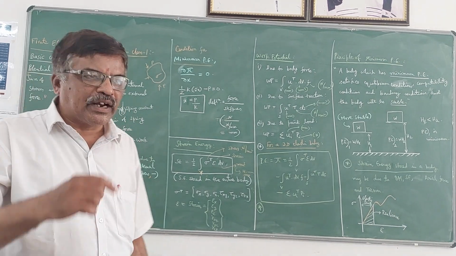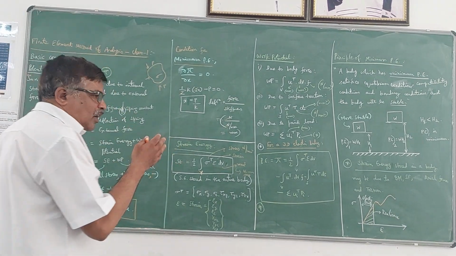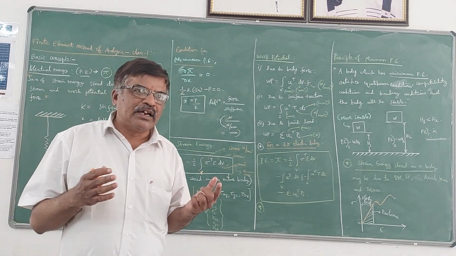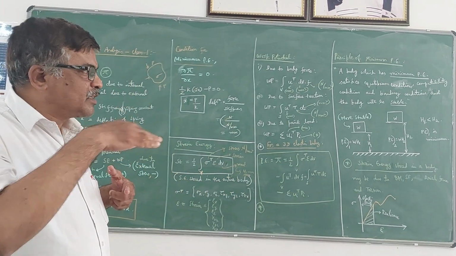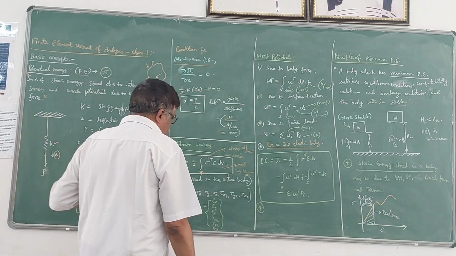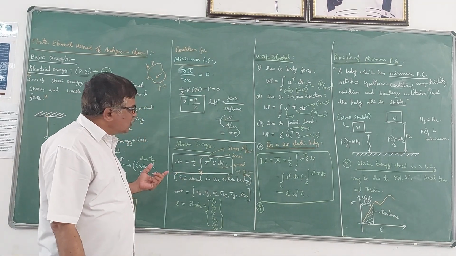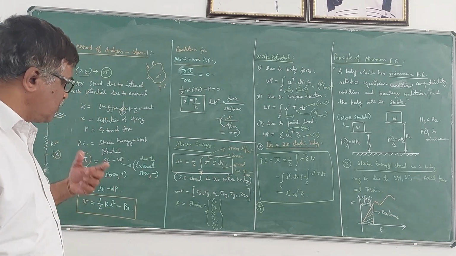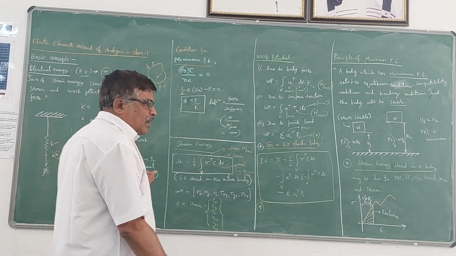So both work and energy have the same units. Normally in mechanics we define work done by a force as the product of the force and the displacement caused by that force on that body. So that is Newton into millimeter. That is the unit for both work done as well as energy.